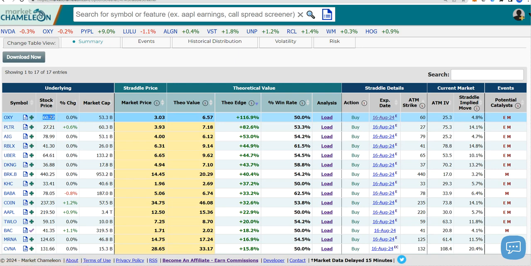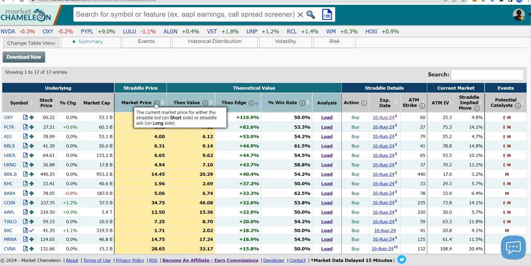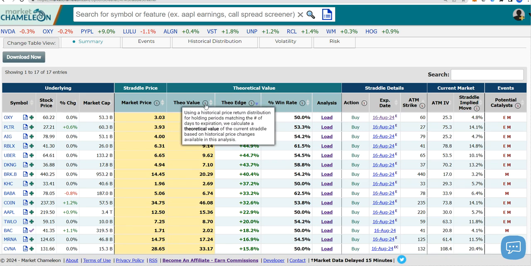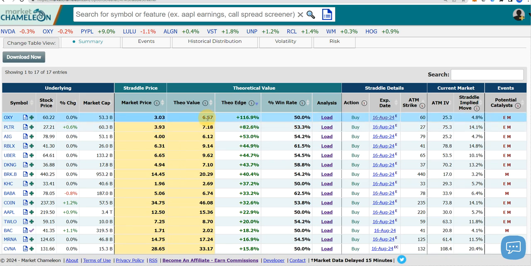Okay, stock price today is $60.22. And the market price right now, that means the market for the straddle, you see, straddle price $300, free or free. It says here the current market price for either the straddle bid or straddle ask, $300. But theoretical value, look at this, 657, and this is your edge, 117%, 116.9. There's a 15% win rate.